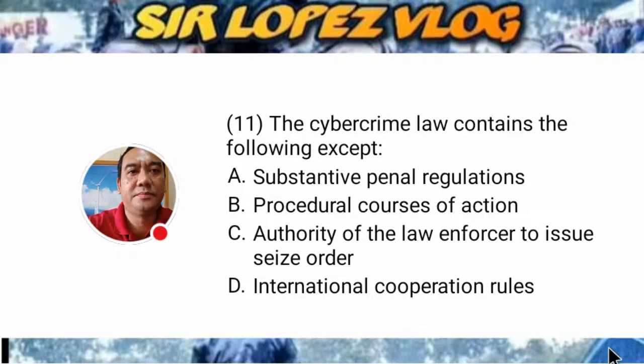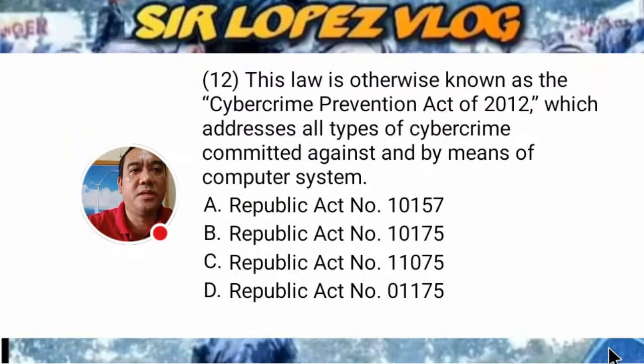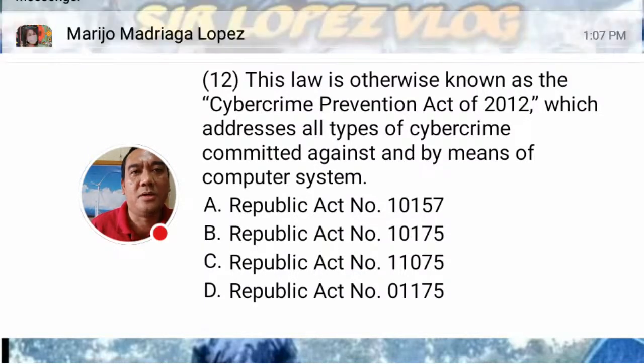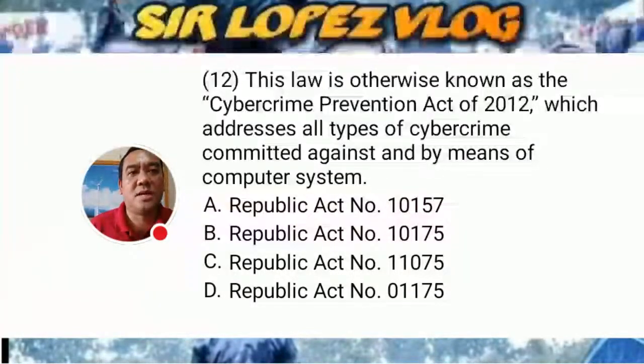Number 12, this law is otherwise known as the Cybercrime Prevention Act of 2012, which addresses all types of cybercrime committed against and by means of computer system. A, Republic Act 10157. Letter B, Republic Act 10175. Letter C, Republic Act 10075. Or letter D, Republic Act 01175.